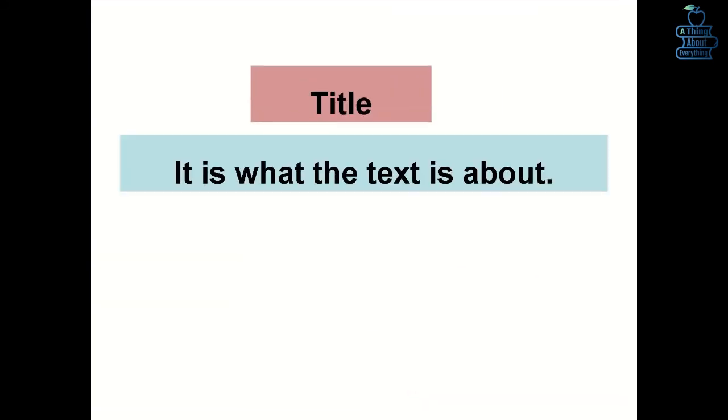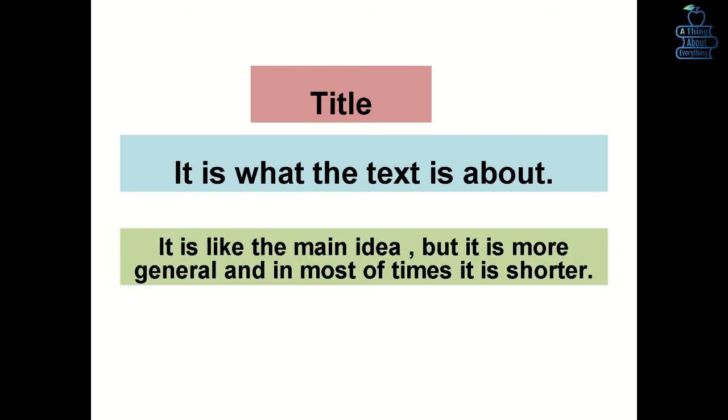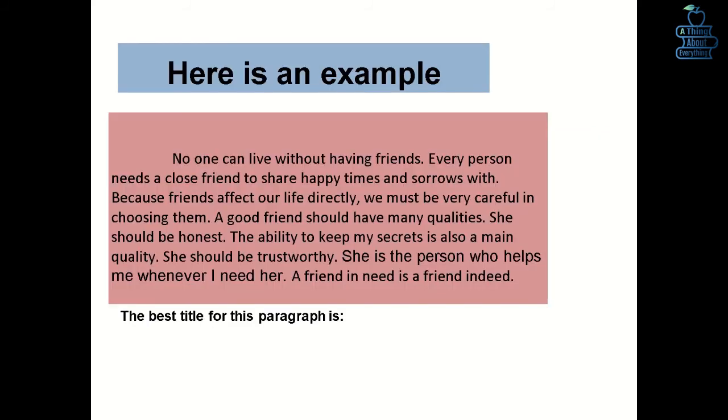Now, title. It is what the text is about. It is like the main idea, but it is more general, and most of the time it is shorter. Let's have an example here. What is the best title for this paragraph? We have 4 choices. You notice that they are shorter than the main idea. Most of the time they are just 1 word or 2 words. Okay, let's read them: honesty, keeping secrets, helping friends, friendship.